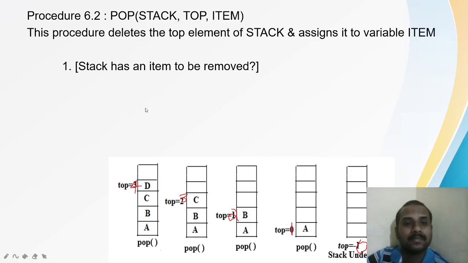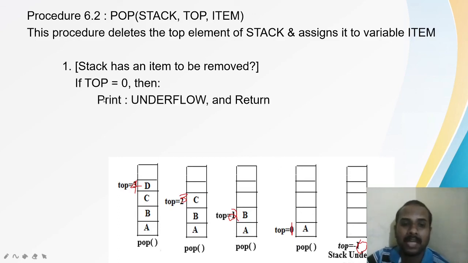So since you are not inserting the element, max stack is not required. Okay. So here first you have to check whether any item is present in the stack. If you are having an empty stack, that means you cannot remove the element, that is underflow. So how to check whether any element is present or not? Check the value of top. If top is equal to 0, that means you are having an empty stack. Okay. So if top is equal to 0, then you can print underflow and you can come out.